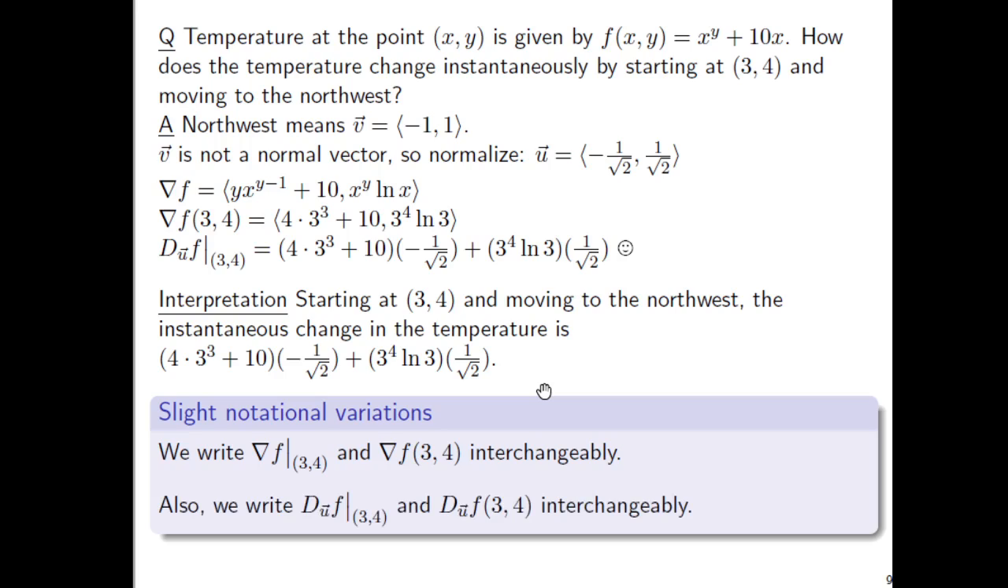So same deal as far as the directional derivative itself is concerned. You'll see sometimes a vertical bar with the point to evaluate at written in tiny like 6-point font underneath, or you'll just see the standard 12-point font, the information for the point listed just in parentheses to the right of f.